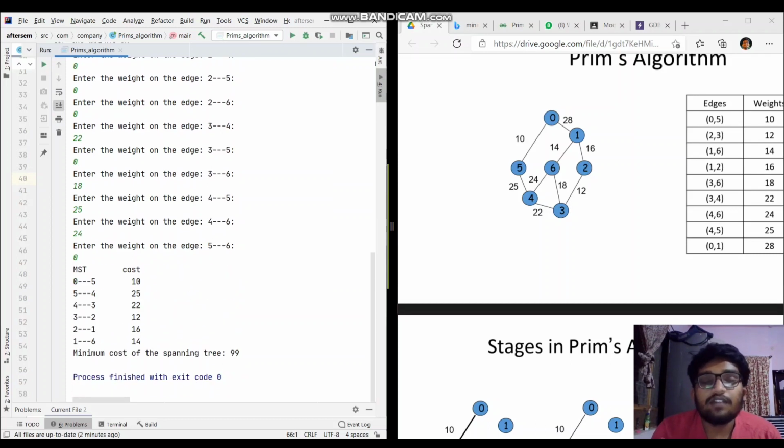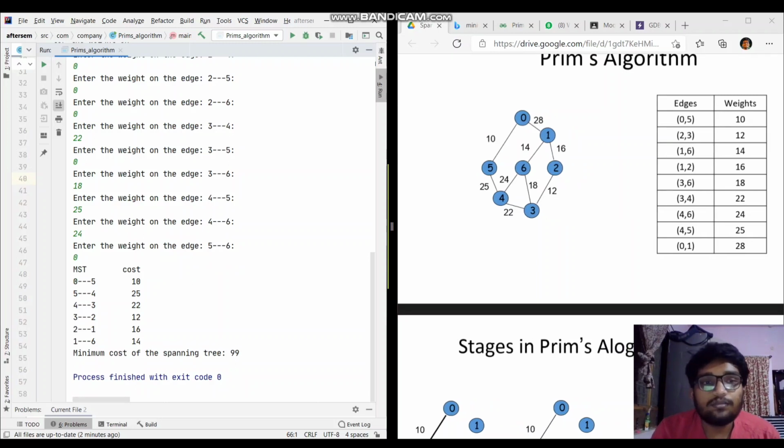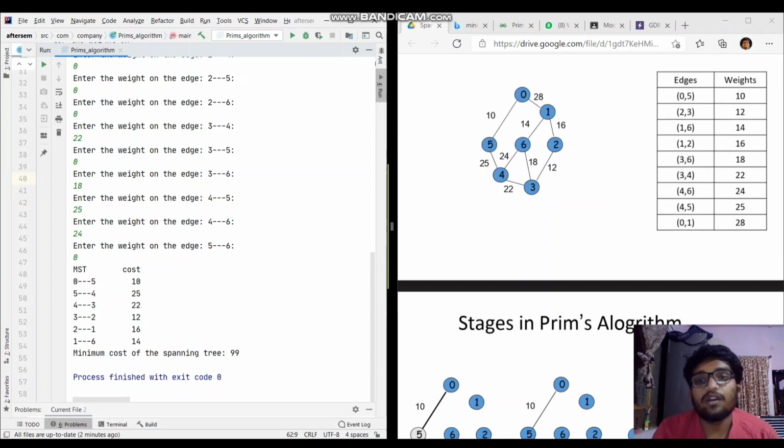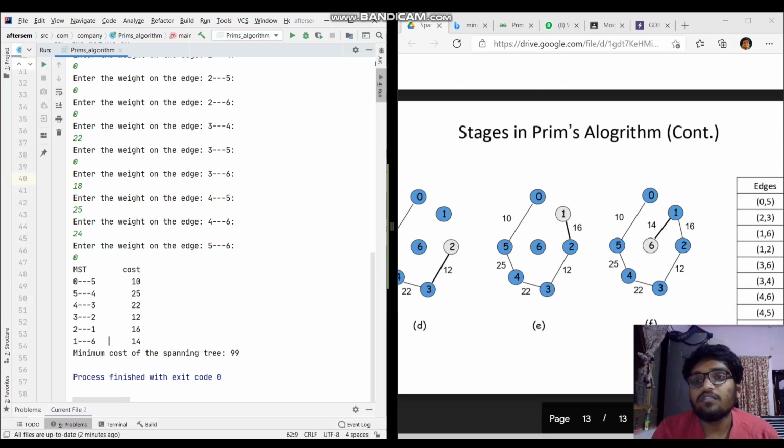After giving this input to the algorithm, it has written that the minimum cost of the spanning tree is 99, and these are the nodes that the output tree must contain in order to get the minimum cost of 99. We can check: consider 0 as the root node, and 5, and next another node 4 connected to 5, then node 3 connected to 4, node 2 connected to 3, node 1 connected to 2, and node 6 connected to 1. That is nothing but the graph which is present at f.